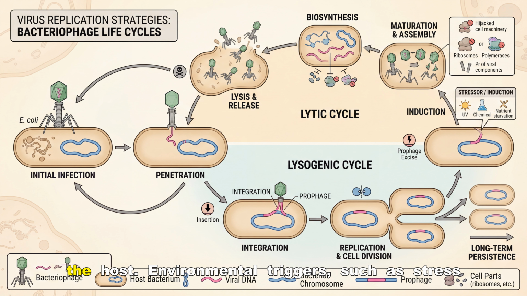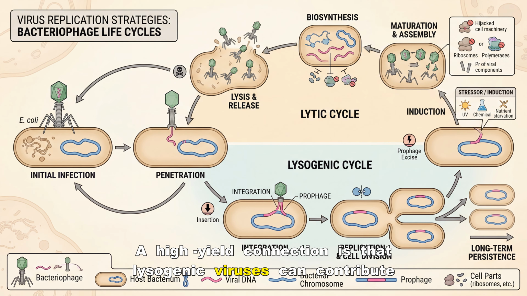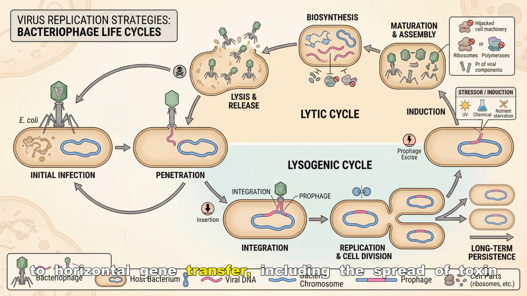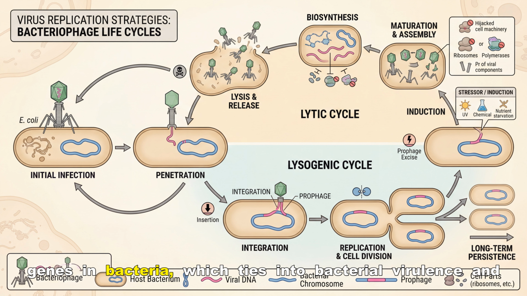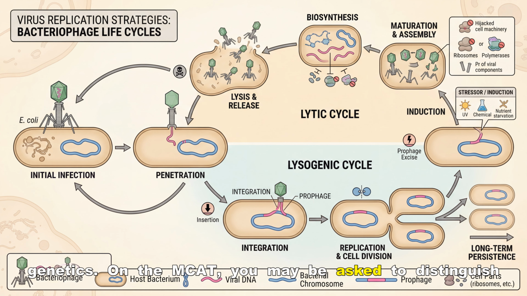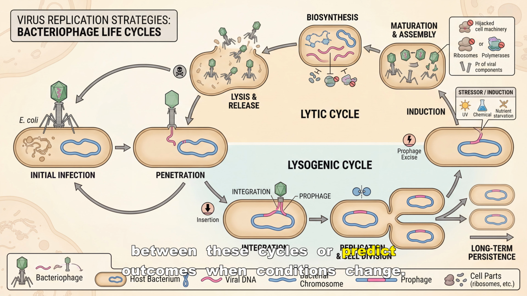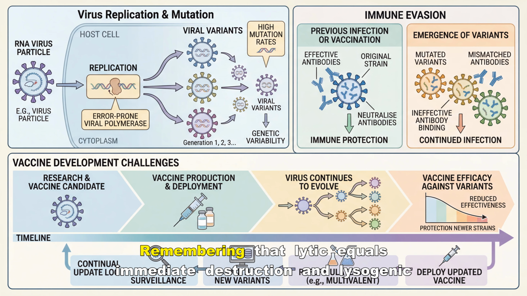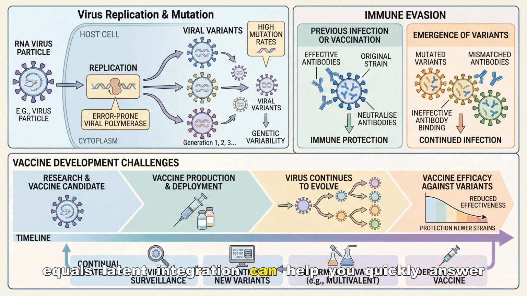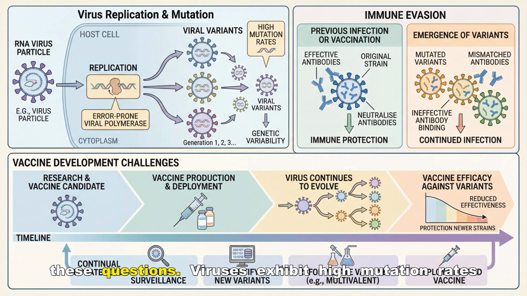Environmental triggers, such as stress or UV radiation, can cause the prophage to exit the lysogenic cycle and enter the lytic cycle, leading to active viral production. A high-yield connection is that lysogenic viruses can contribute to horizontal gene transfer, including the spread of toxin genes in bacteria, which ties into bacterial virulence and genetics. On the MCAT, you may be asked to distinguish between these cycles or predict outcomes when conditions change. Remembering that lytic equals immediate destruction and lysogenic equals latent integration can help you quickly answer these questions.